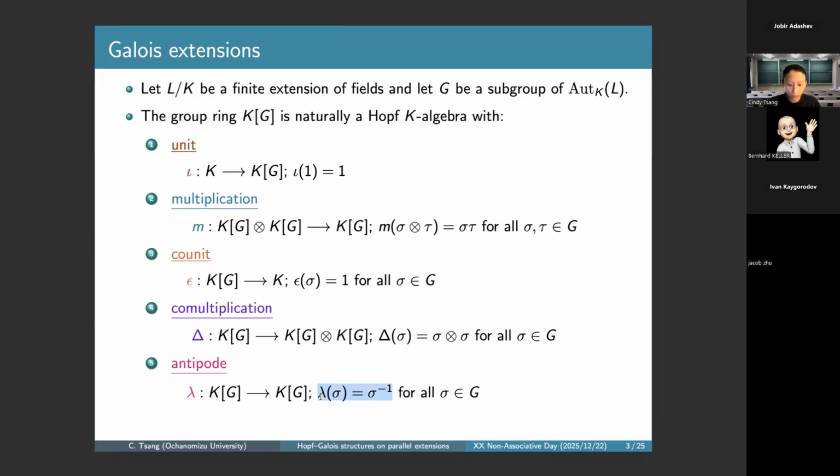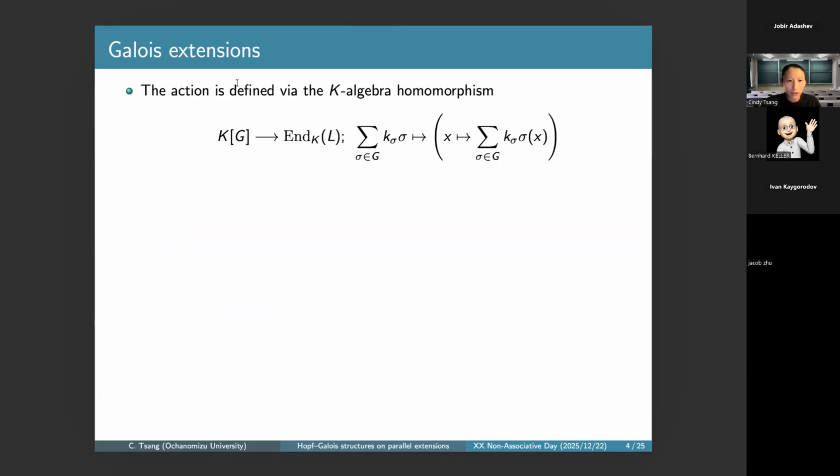So you have this group ring that you can form, and it also acts naturally on the field L, where K acts via scalar multiplication, and the group G, since we're taking G to be a subgroup of the K-automorphism group of L, acts naturally via automorphisms. One can think of this action as defined by the K-algebra homomorphism that takes an element of the group ring to the endomorphism that sends each element x to the sum obtained by letting G act as automorphisms and then doing scalar multiplication. So this is from KG to the endomorphism group.